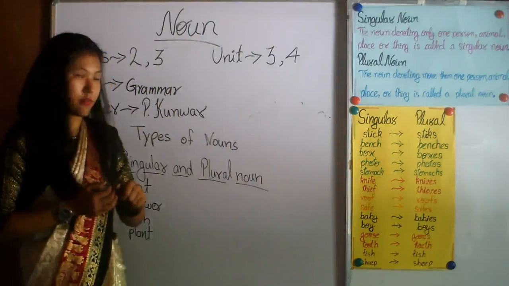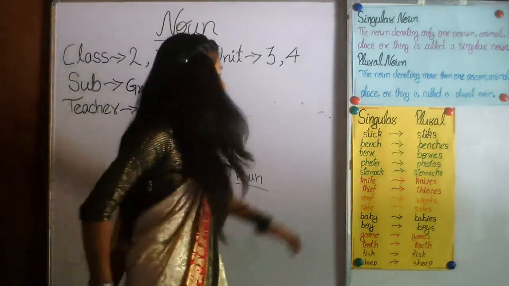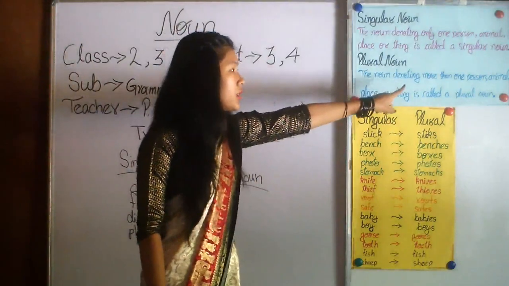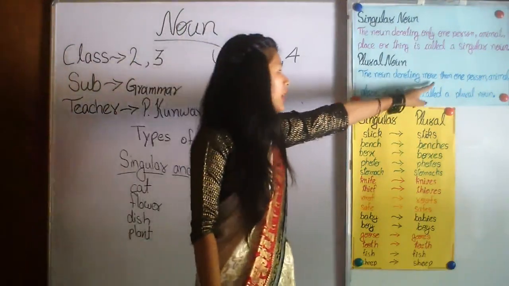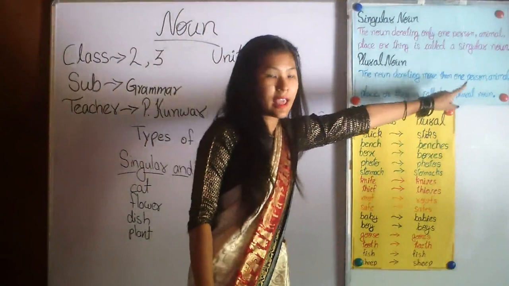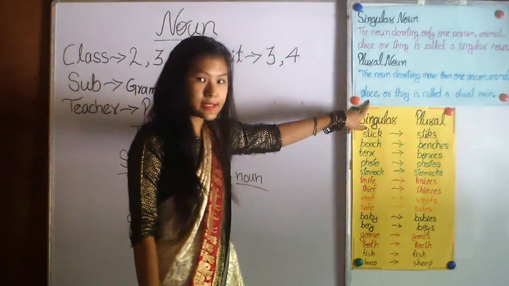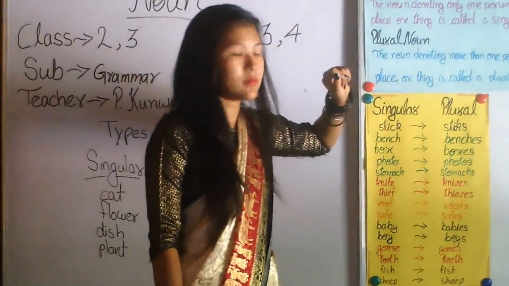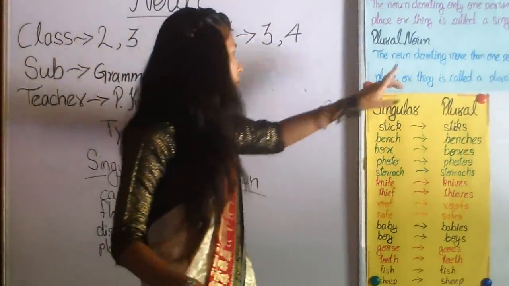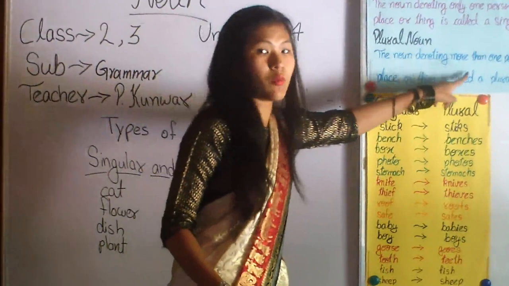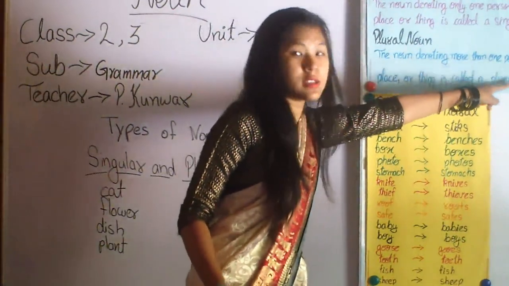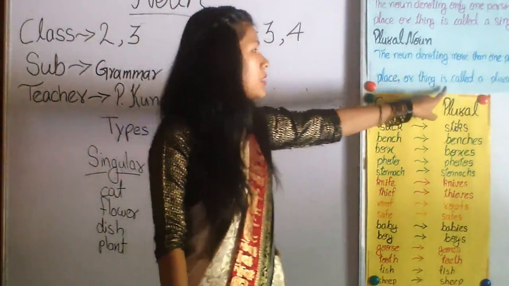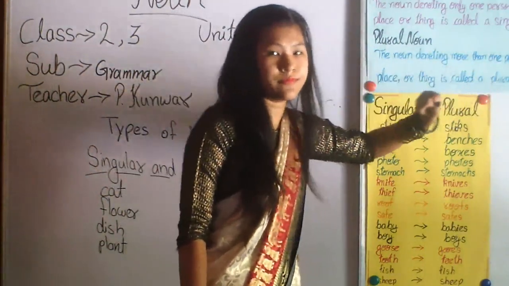Likewise, plural noun. What is plural noun? The noun denoting more than one person, animal, place or thing is called a plural noun. Let's repeat once again. The noun denoting more than one person, animal, place or thing is called a plural noun.